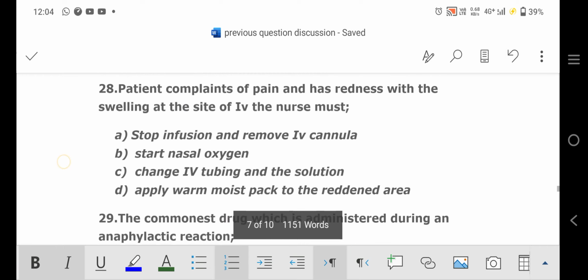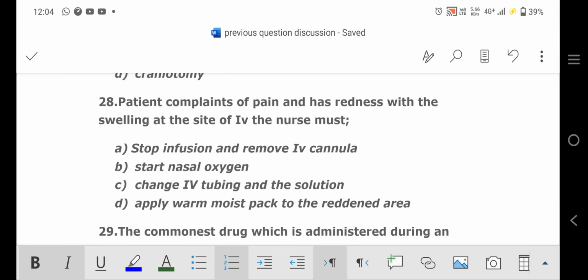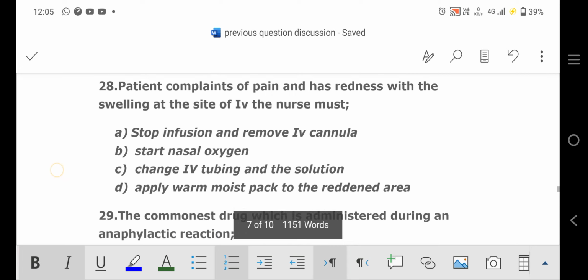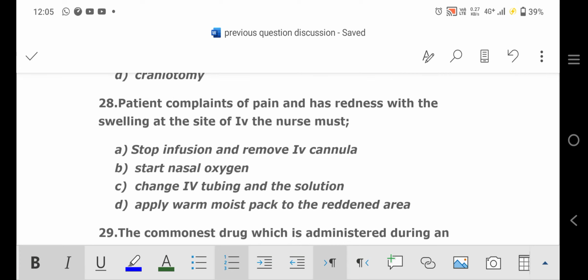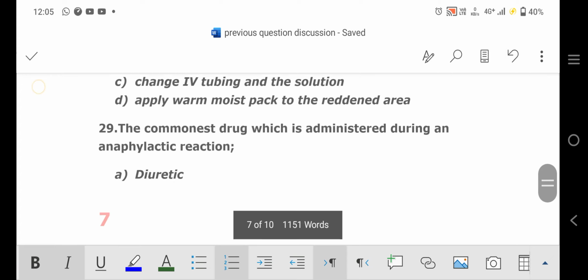Next question. Patient complains of pain and has redness with swelling at the site of IV. The nurse must. Option A, stop infusion and remove IV cannula. Option B, start nasal oxygen. Option C, change IV tubing and solution. Option D, apply warm moist pack to the reddened area. Here the answer is option A, stop infusion and remove IV cannula.